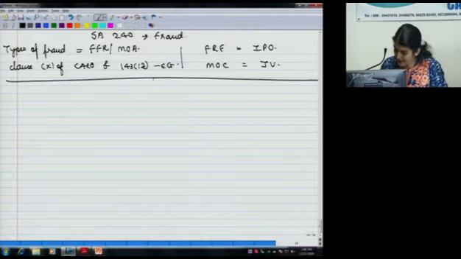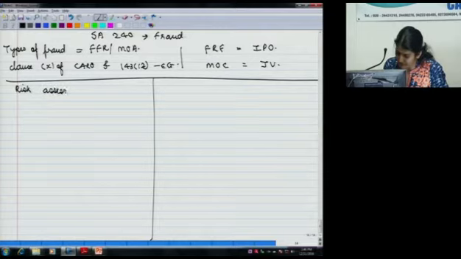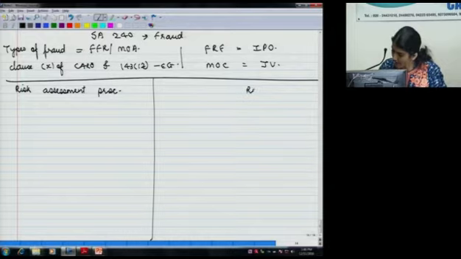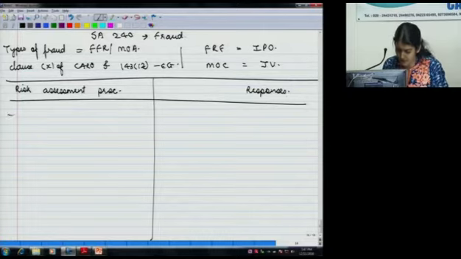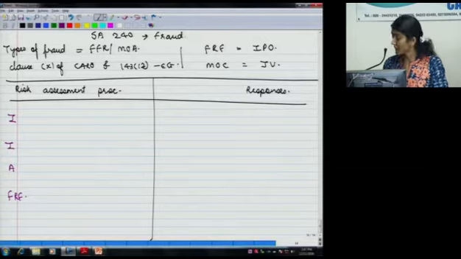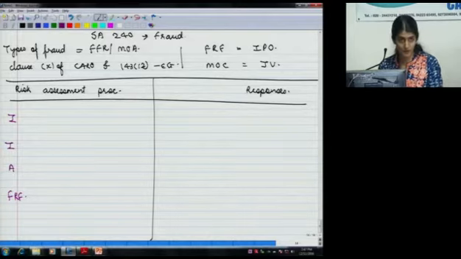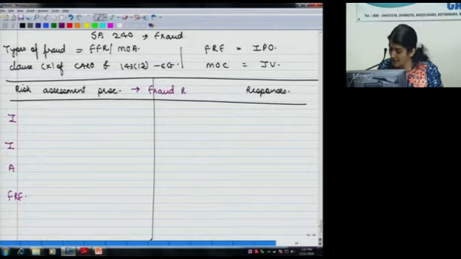Right, then after that in SA 240 we discussed the risk assessment procedures and then the responses. Risk assessment procedures: IIA FRF. Right? Inquiries of management, inquiries of TCWG, analytical procedures, fraud risk factors. You can fill the chart on your own. By performing these risk assessment procedures, you assess the fraud risk and then you respond.